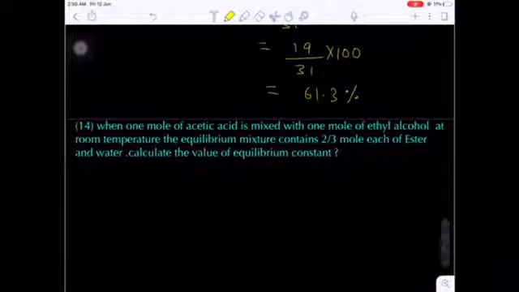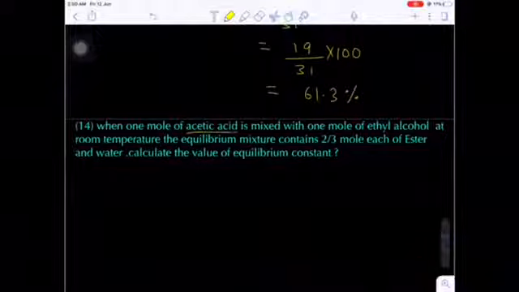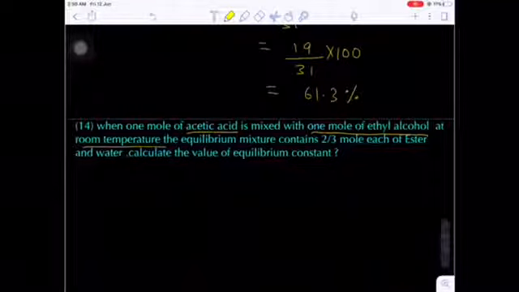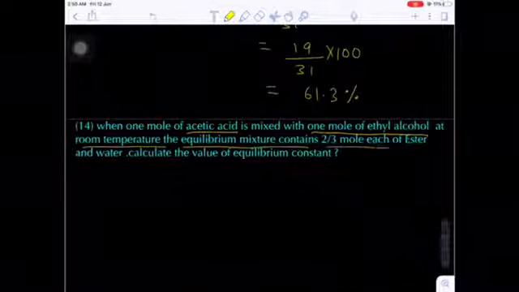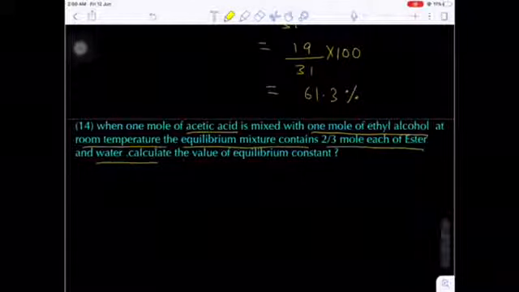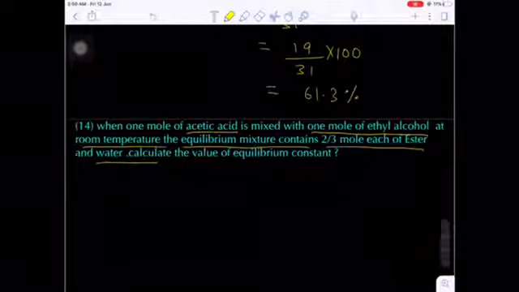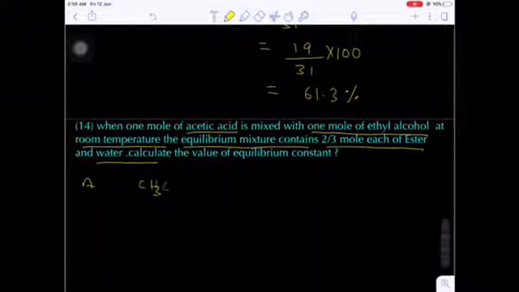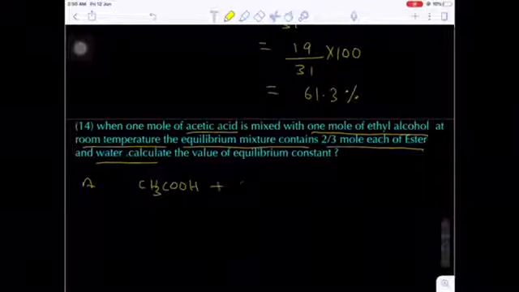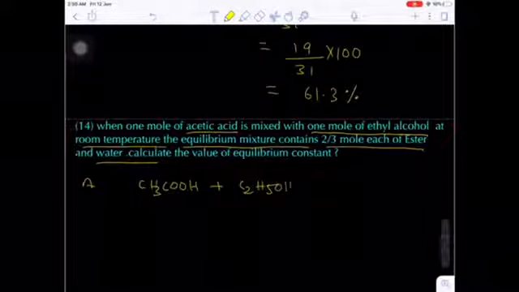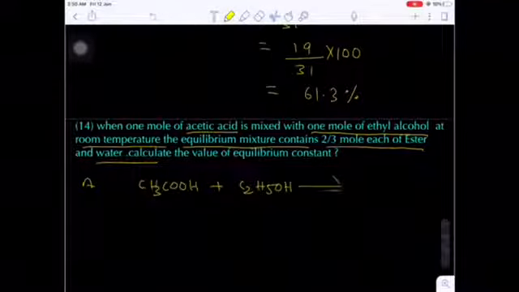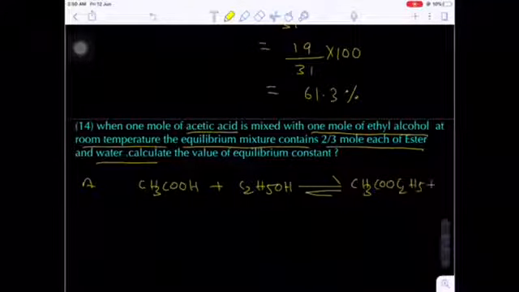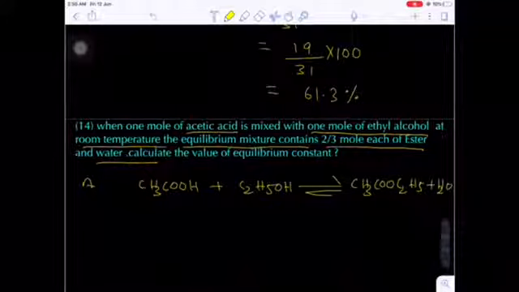61.3 percentage. Okay. Next question number 14. When 1 mole of acetic acid and 1 mole of ethyl alcohol are mixed at room temperature, the equilibrium mixture contains 2/3 moles of ester and water. This is also a homogeneous, liquid phase reaction. Okay. Now here we have acetic acid CH3COOH plus ethyl alcohol. At equilibrium there will be formation of ester and also water.